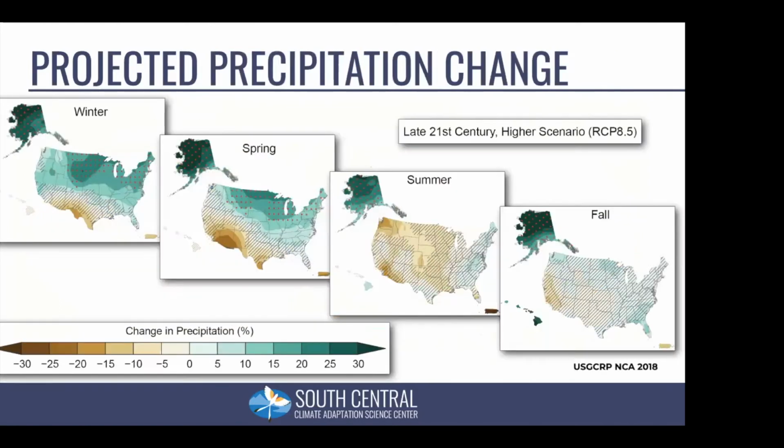We can also look at projected changes in precipitation, in this case for RCP 8.5 by season. There are other variables that the global climate models output, but we will focus on temperature and precipitation related variables in this presentation.